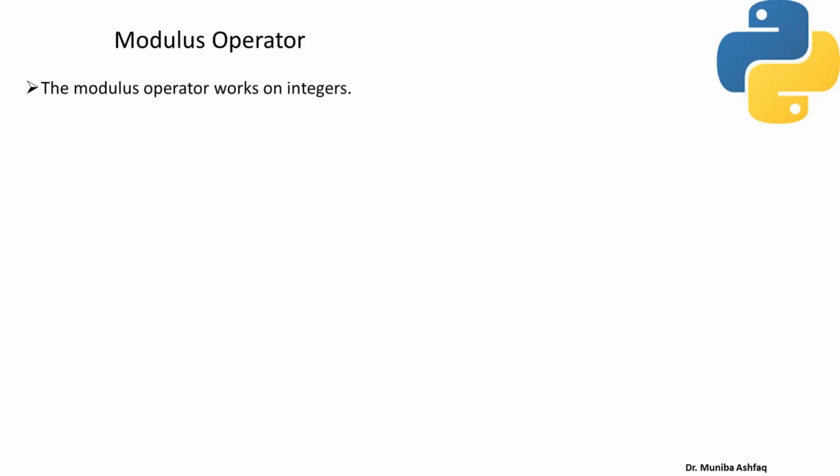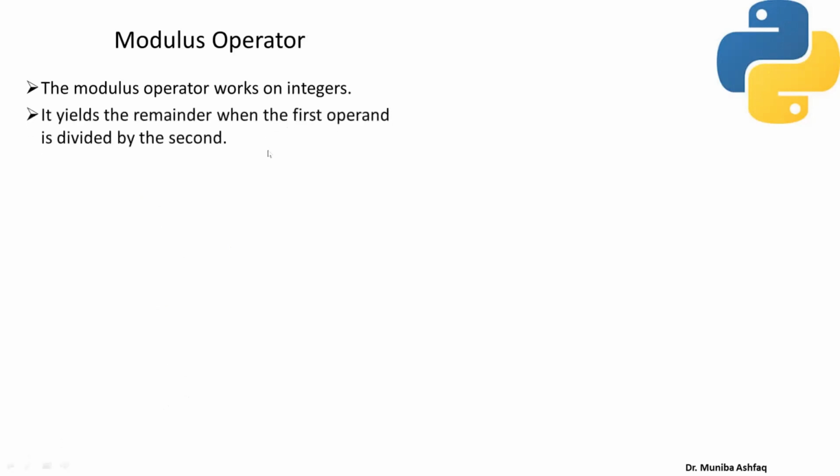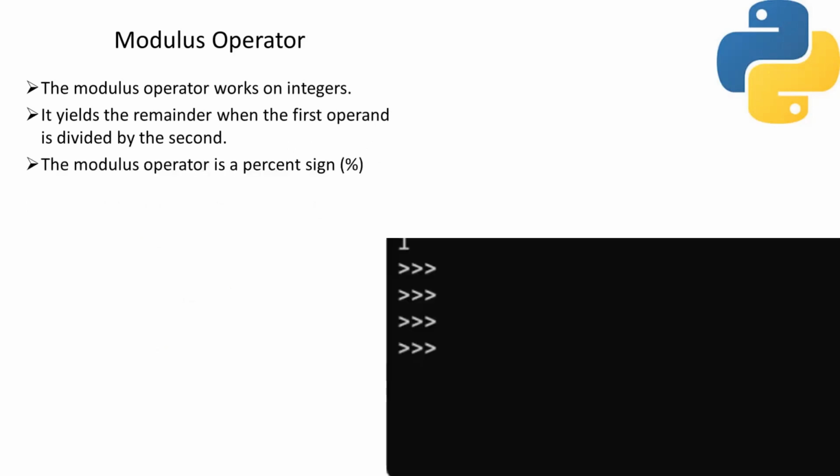Now here is an important operator, which is the modulus operator, and the modulus operator works on integers. It yields the remainder when the first operand is divided by the second. The modulus operator is the percentage sign. You can see that we have this percentage sign. If you want to use the modulus operator, we have to use this sign.